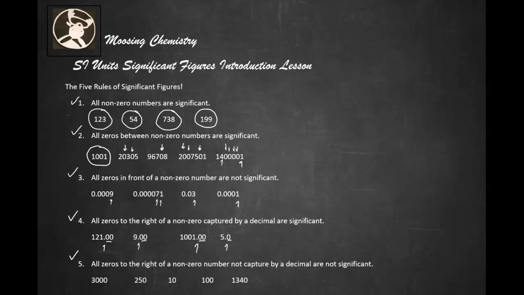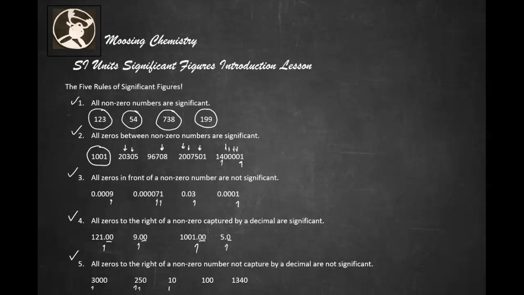Okay, and last rule, rule number 5: all zeros to the right of a non-zero number not captured by a decimal are not significant. So in this case, only the 3 is significant because there's no decimal on the end of that number. In this case, the 2 and the 5 are significant, but that 0 on the end is not captured by a decimal, therefore it's not significant.